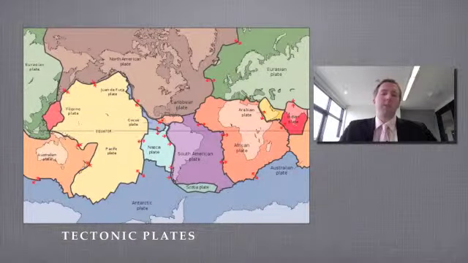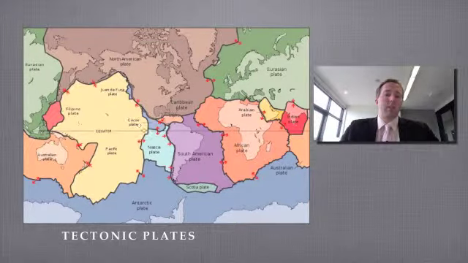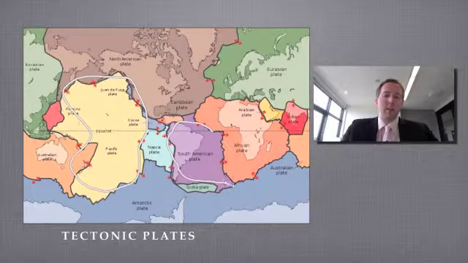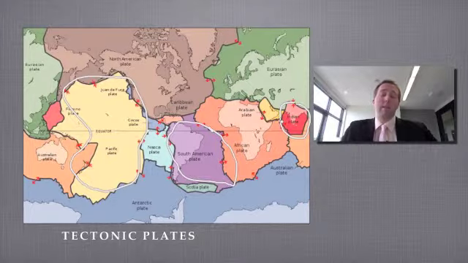Now, the surface of the Earth is actually composed of a series of movable plates, and they're called tectonic plates. You can see in this diagram here, there's a number of tectonic plates. For example, here is the Pacific plate, and here is the South American plate, and here's the Indian plate. Here's the African plate.